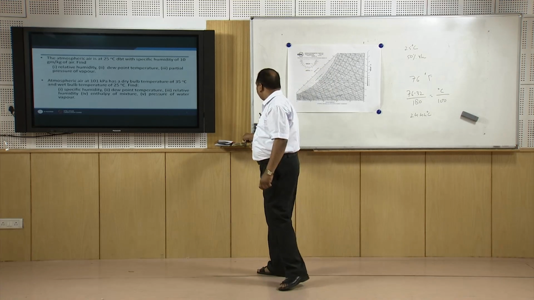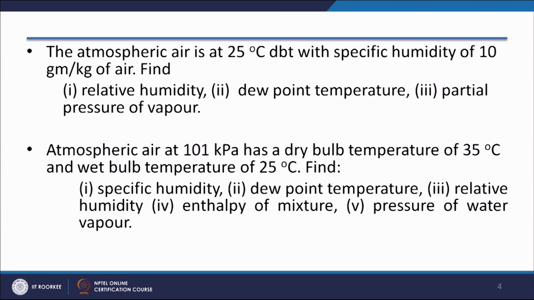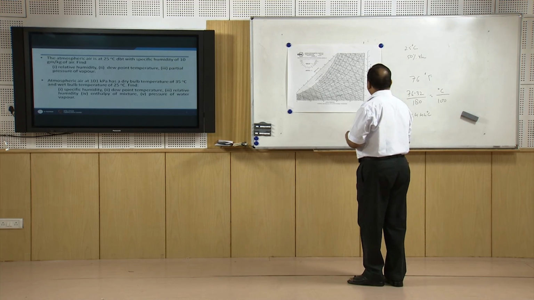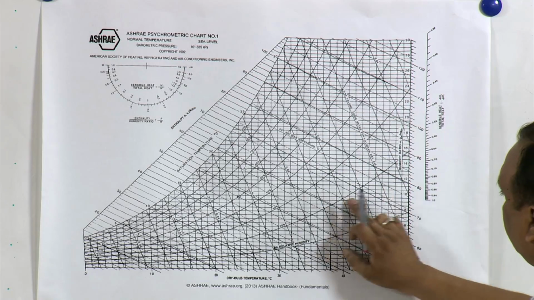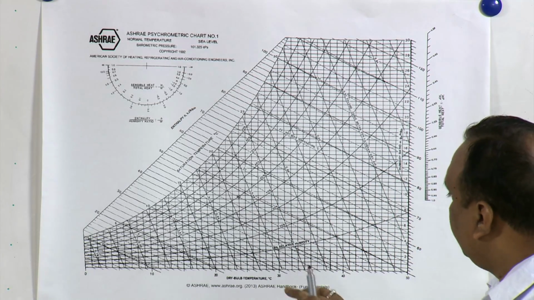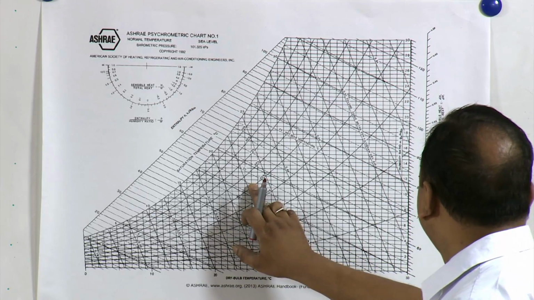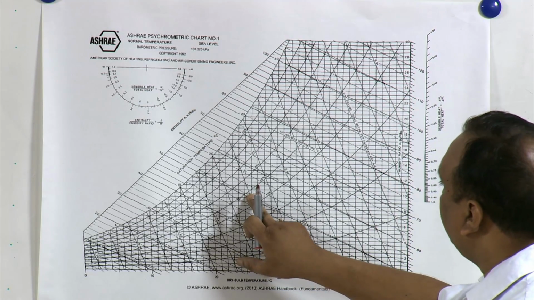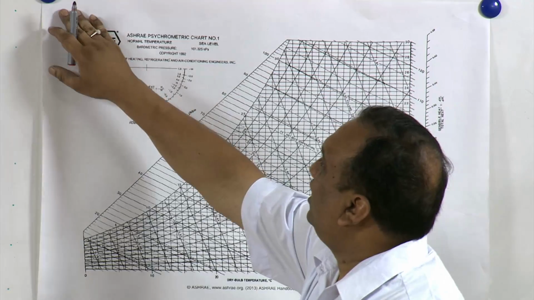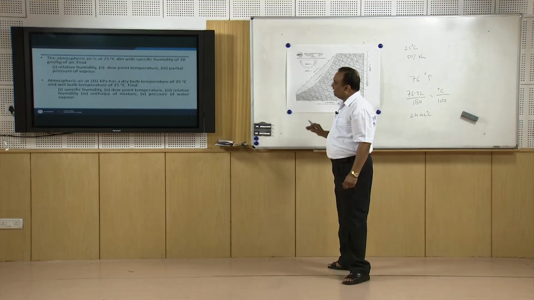Atmospheric air at 25 degrees centigrade dry bulb temperature with a specific humidity of 10 grams per kg of air, find the relative humidity. Otherwise you may have to do elaborate calculations, but here it is very simple. For 10 grams, the constant relative humidity line is this one, and the dry bulb temperature of 25 degrees is this one. Where it cuts the 10, it is here, between 40 and 50, around 47%. So immediately, looking at this chart without doing any calculations, you can find the relative humidity.